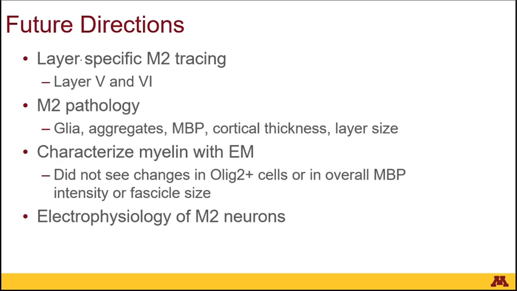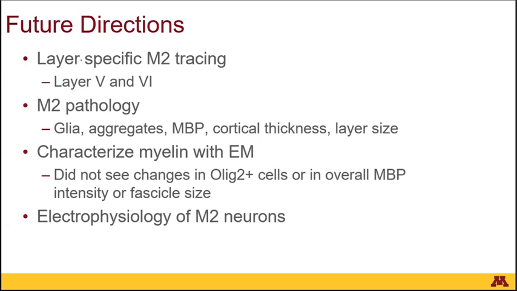Next, we want to look a bit more into the myelin. So I did not show all of this today, but I did not see difference in OLIG2 positive cells. Those are oligodendrocytes. So I didn't see differences in oligodendrocyte cell numbers or in overall MBP intensity. I did show you that I didn't see any differences in fascicle size. But despite all that, any real myelin researcher would tell you that you need to do EM. And so that's what we're going to do. You can do something called a G ratio to assess myelin thickness, and you can look for irregular myelin patterns.